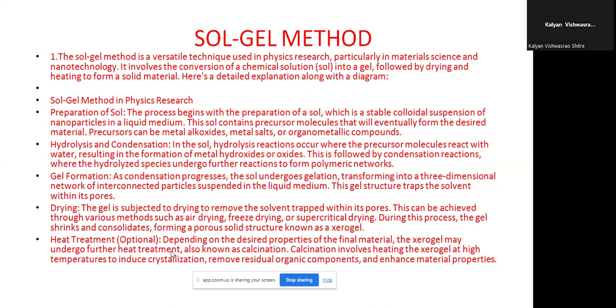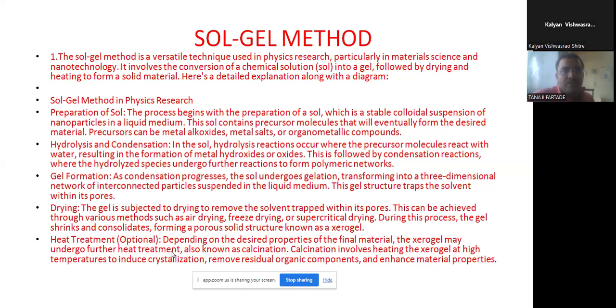Drying. The gel is subjected to drying to remove the solvent trapped within its pores. This can be achieved through various methods such as air drying, freeze drying, or supercritical drying. During this process, the gel shrinks and consolidates, forming a porous solid structure known as an aerogel.